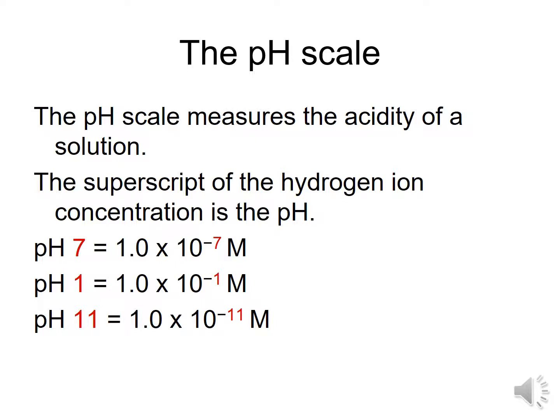So the pH scale, power of hydrogen, power meaning exponent, capital H meaning hydrogen ion, the superscript of the hydrogen ion concentration is the pH. So if the molarity of the hydrogen ion is 1 times 10 to the minus 7, the pH is 7. 1 times 10 to the minus 1, the pH is 1. 1 times 10 to the minus 11, the pH is 11.